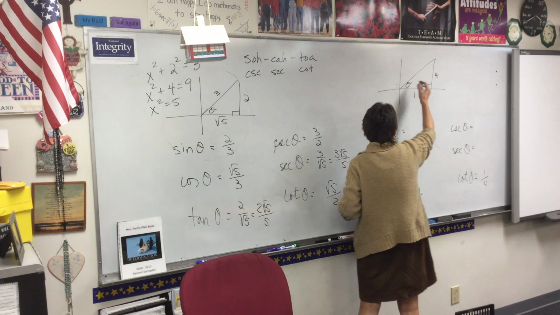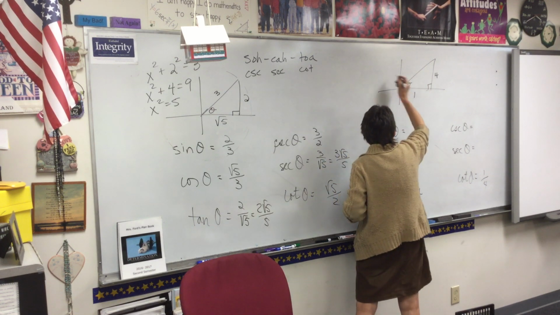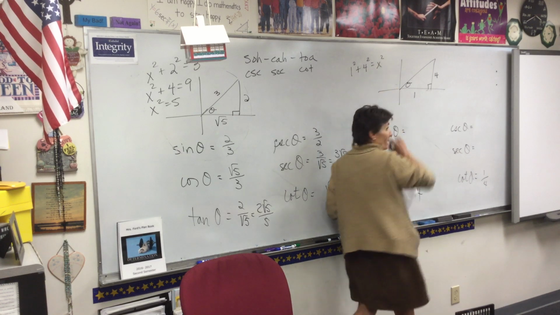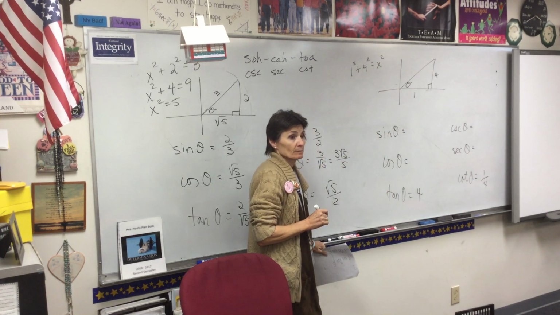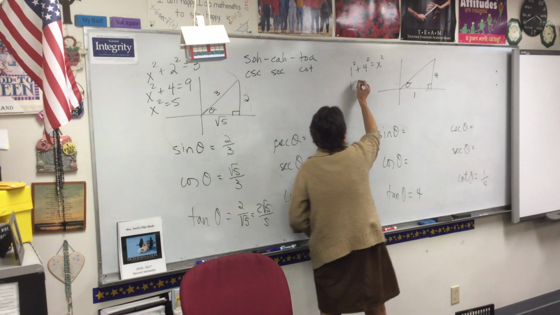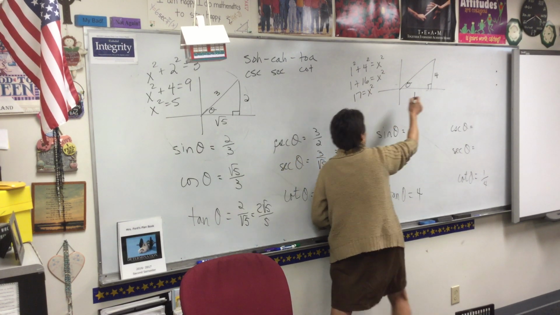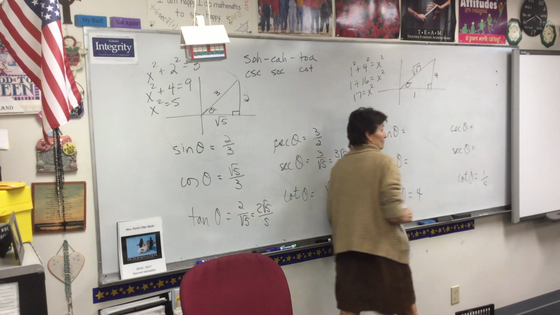Now I need my hypotenuse. Isn't it a squared plus b squared? 1 squared plus 4 squared equals the hypotenuse squared, right? So 1 plus 16 is x squared, so 17 is x squared. Square root of 17? Yep.